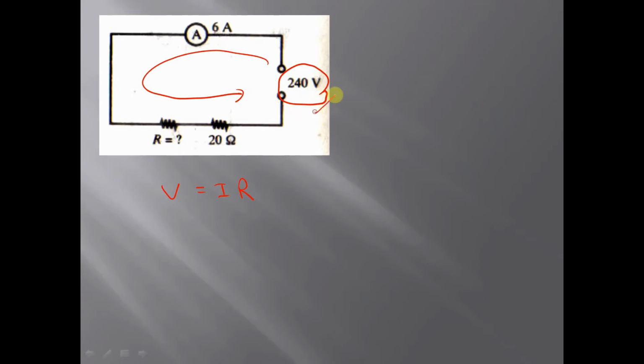Apabila saya cuba nak masukkan nilai ini, R yang saya akan dapat automatically will become the total resistance. So 240 adalah sama dengan 6 ampere times total resistance. Di mana total resistance adalah 40 ohm. Then you will see that this circuit comes with 2 resistors. So means R plus 20 in series is going to be just 40 ohm. So how much is the R? Very simple, right? Just 20 ohm. So that's the answer. So that is how the series circuit is going to work.